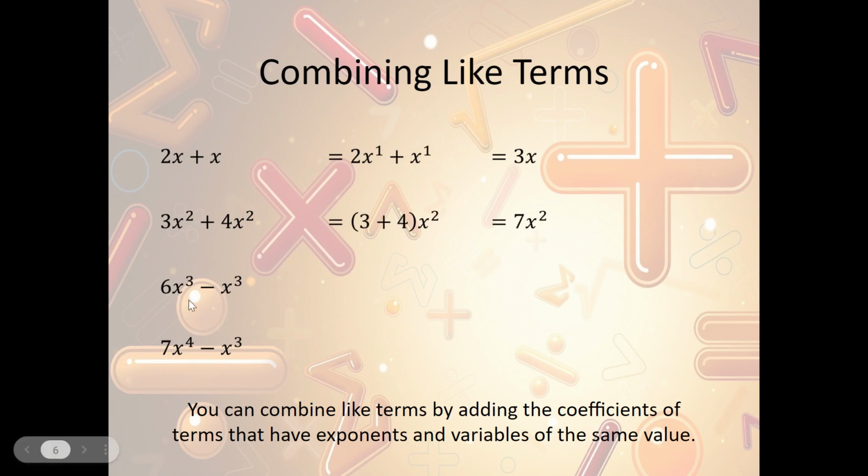We can do it with subtraction as well. So we have 6x cubed minus x cubed. Well, again, same variable, same power. So now we can go ahead and subtract. So 6 minus 1 is 5x cubed.